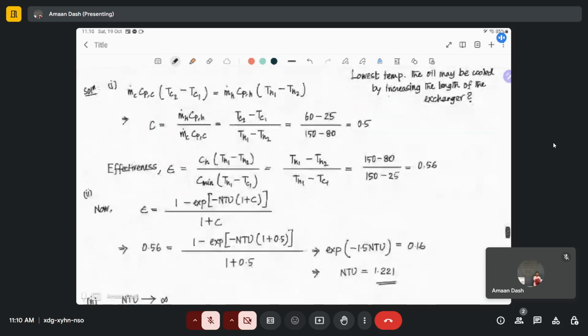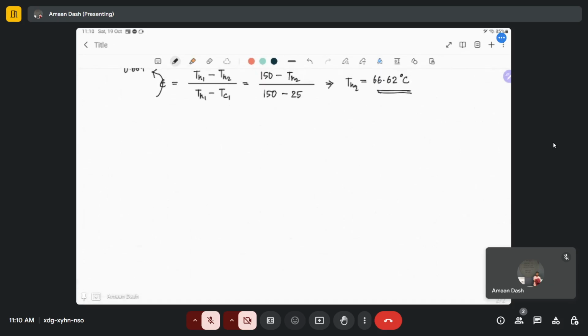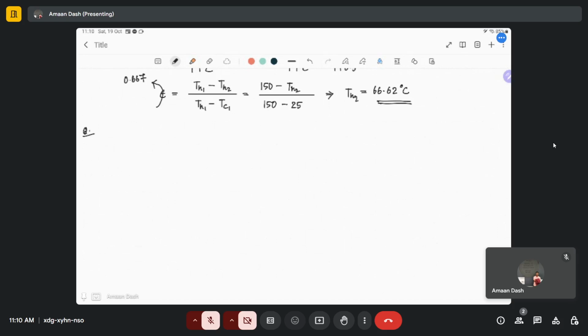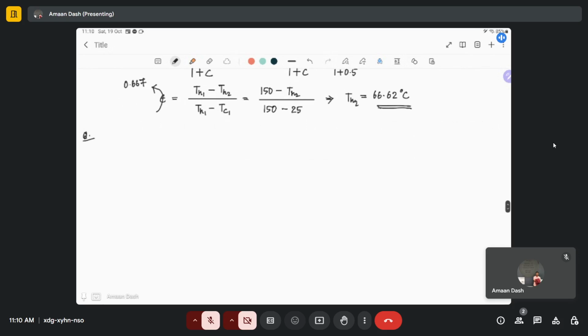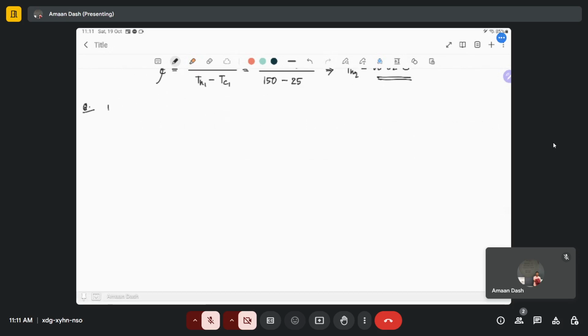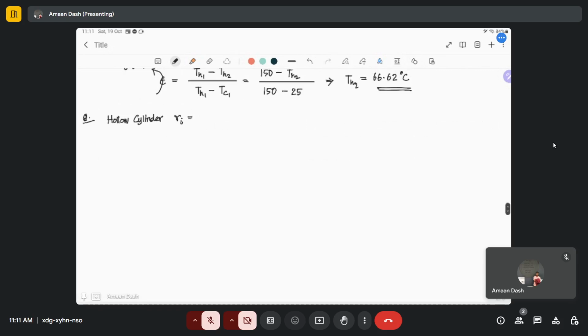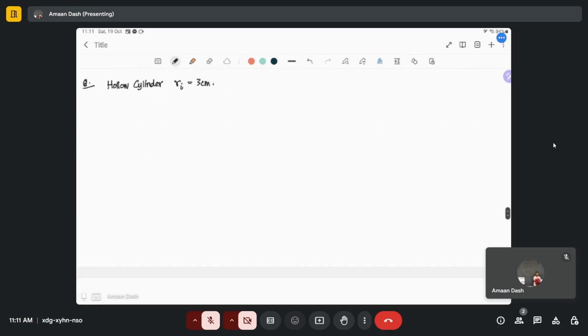So now let's move on to the next question. Consider a hollow cylinder of inner radius Ri equal to 3 centimeters and 4.5 centimeter outer radius.